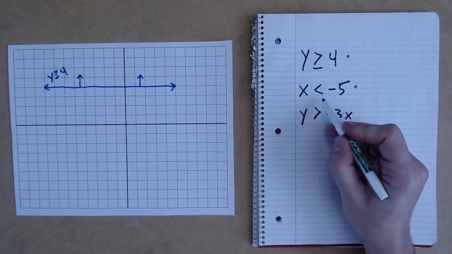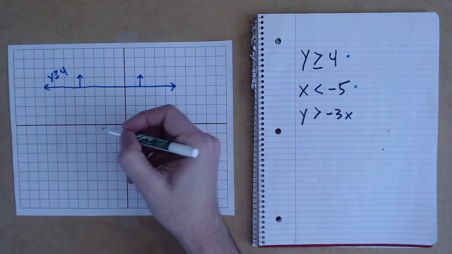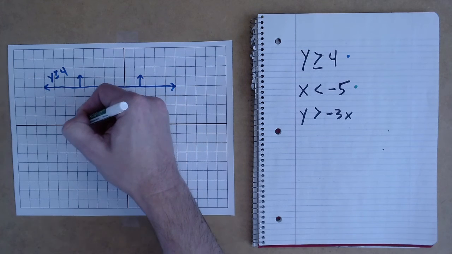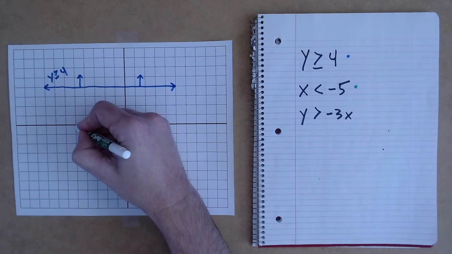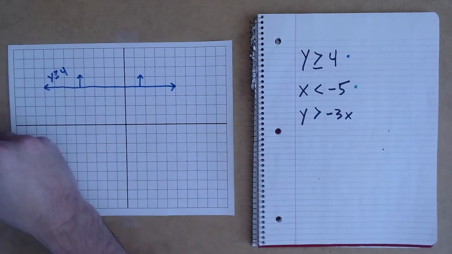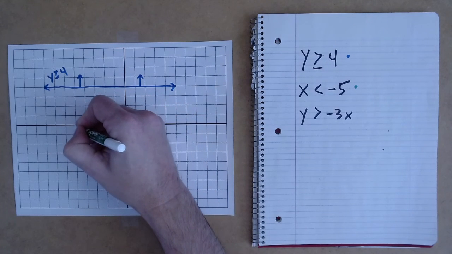Where is x less than negative 5? So x is left and right. Here's where negative 1, 2, 3, 4, 5. I can count. Here's where x is negative 5, but we're concerned where it is less than negative 5. So it's everything to the left of this point. Let's count that again: 1, 2, 3, 4, 5.